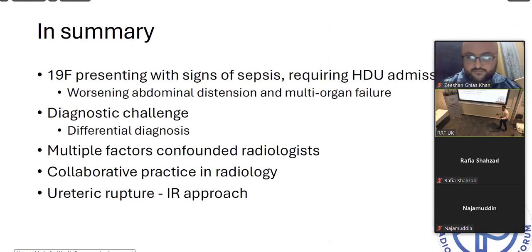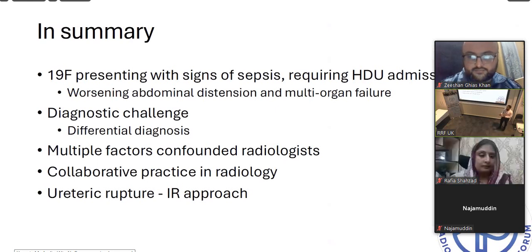When you see free fluid in the abdomen with signs of liver disease, you might think ascites. When you see, again, abdominal distension with falling Hb, you might think there's an intra-abdominal bleed. This is what confounded the radiologists at the time, because there were a lot of factors that could have pointed towards a different diagnosis. Even the proximal ureter dilatation could have been caused by the inflammation we'd seen in the ascending colon.